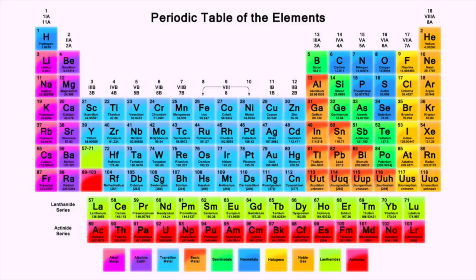Now, if you do look at the table, you notice that the lanthanide and actinide series are pulled out and put underneath the table. This is purely because we want the table to fit on one single page. If we were to put the lanthanide and actinide series inside the table where it belongs, the table would be too big and too hard for you to read.